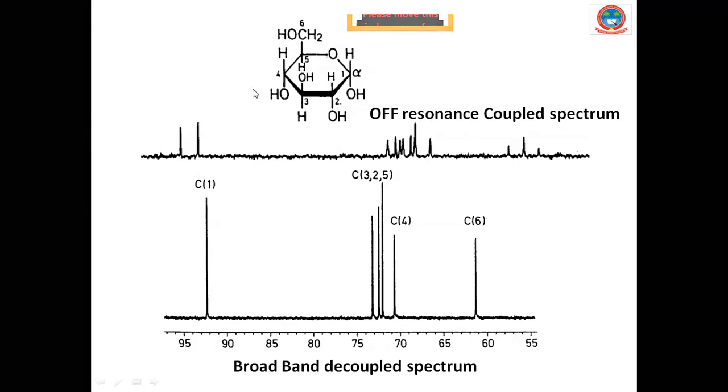But the same molecule, when you see broadband decoupling, every peak becomes a singlet. You see. So this largest peak will be for what? This largest peak will be for the largest chemical shift value, this alpha carbon number one peak. And the smallest peak, or the lowest value, will be what? This carbon number six. Now you can see how the spectrum is going to appear before you, broadband decoupled and this off resonance decoupled. I was expecting that it is totally coupled, but it is off resonance. Fine, no problem.